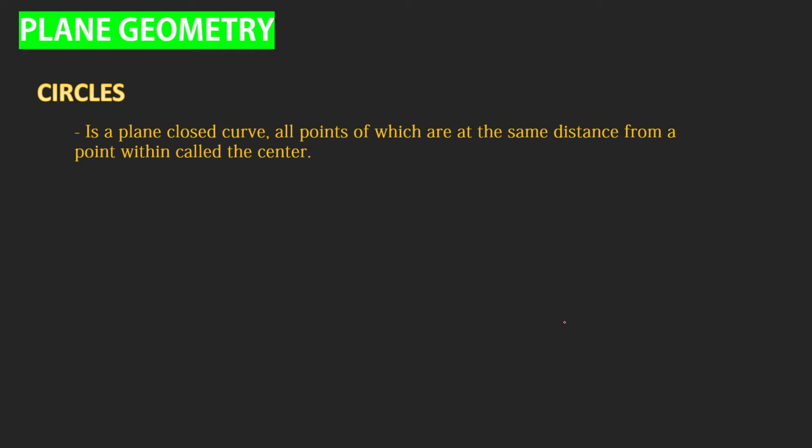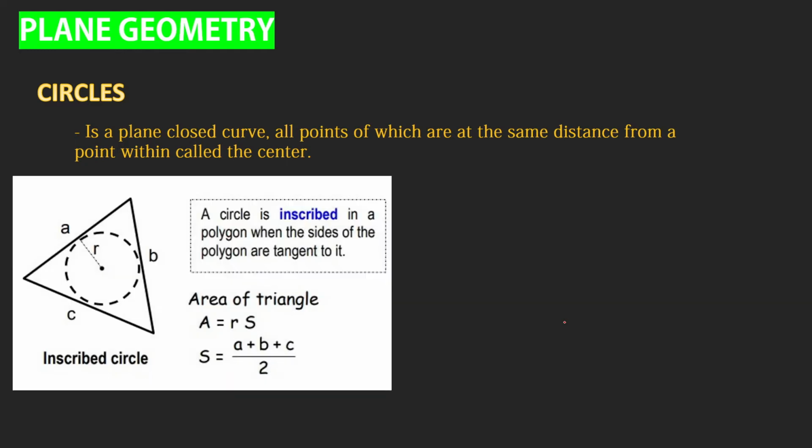A circle is a plane closed curve, all points of which are at the same distance from a point within called the center. Meron tayong inscribed circle. Pag sinabing inscribed, yung circle is nasa loob siya ng isang polygon or triangle. A circle is inscribed in a polygon when the sides of the polygon are tangent to it. So, area ng triangle natin is radius times s, where s is the semi-perimeter, a plus b plus c over 2. Okay? So yun po yung formula kapag naka-inscribe po yung ating circle.